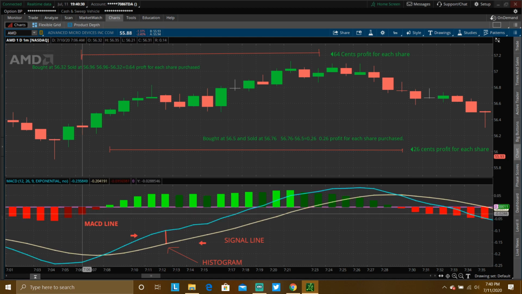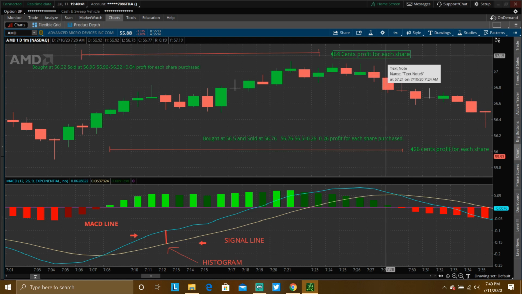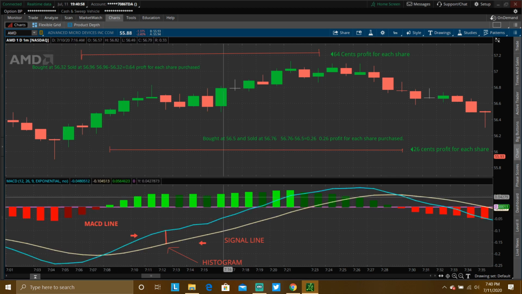So we bought on the second dark red bar, we sold on the second dark green bar. And the difference is almost 2.5 times more profit. And the time difference was basically 2 minutes. So that is how I like to do it. And the way I do that is by simply looking at the momentum, watching from the histogram on the MACD indicator.